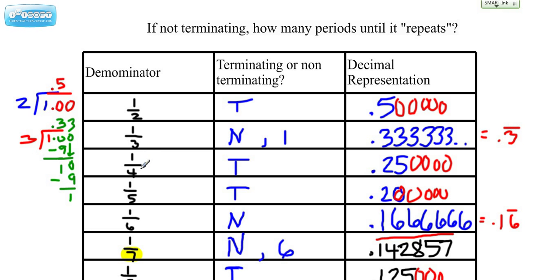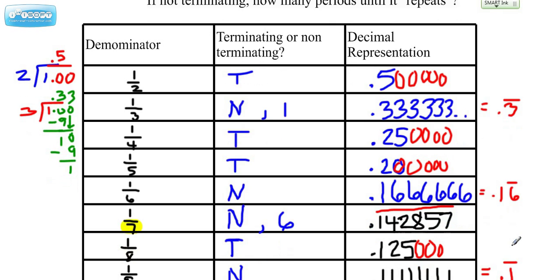If we were to do 1 divided by 4, that would terminate. We would get 25 hundredths. If we did 1 divided by 5, that terminates. We would get 0.2. If we did 1 divided by 6, we would find that that does not terminate. It does repeat, and it starts repeating when we get to the 6. So we would write that as 0.16 with the bar over the 6 to show that that repeats.